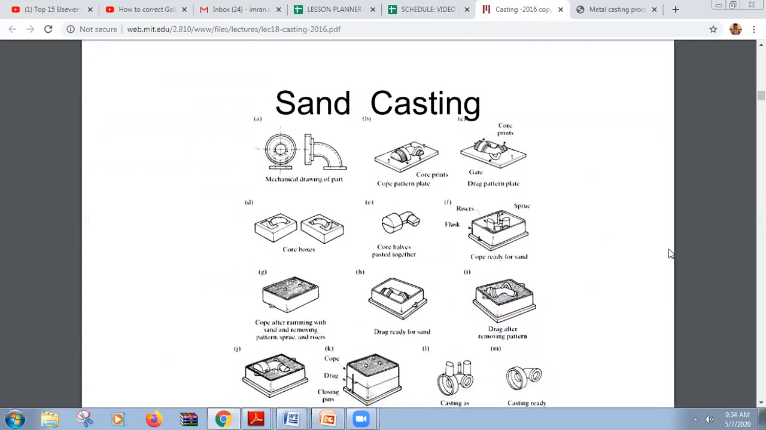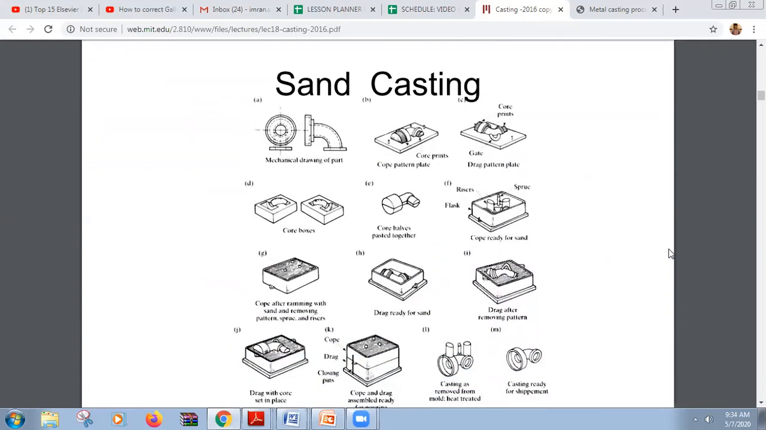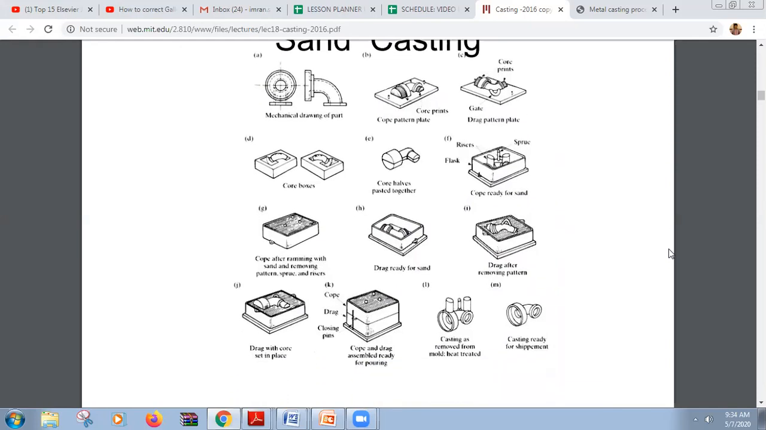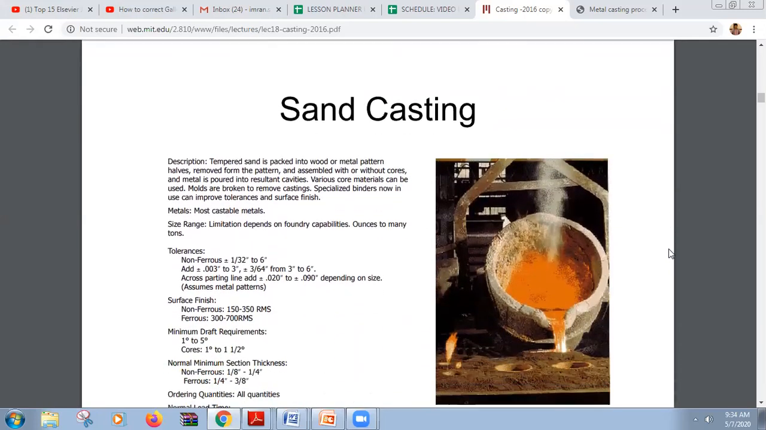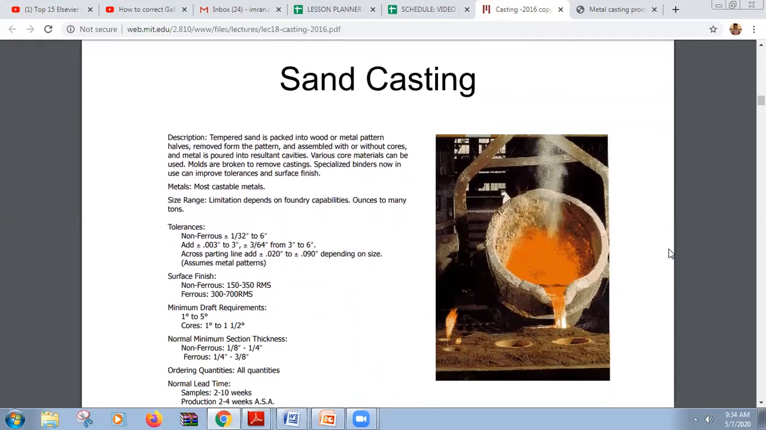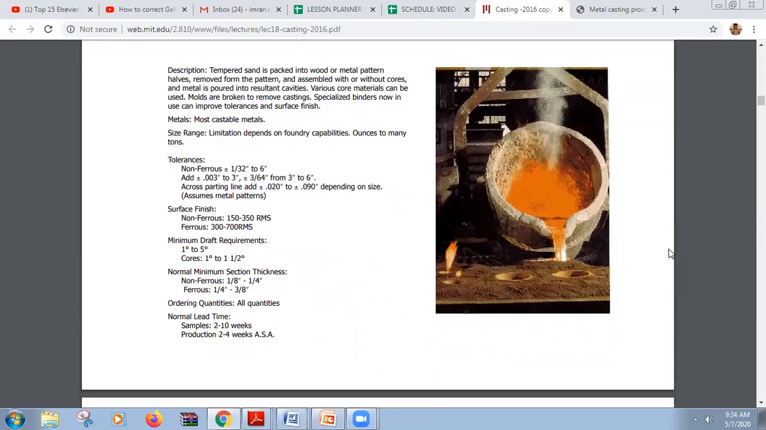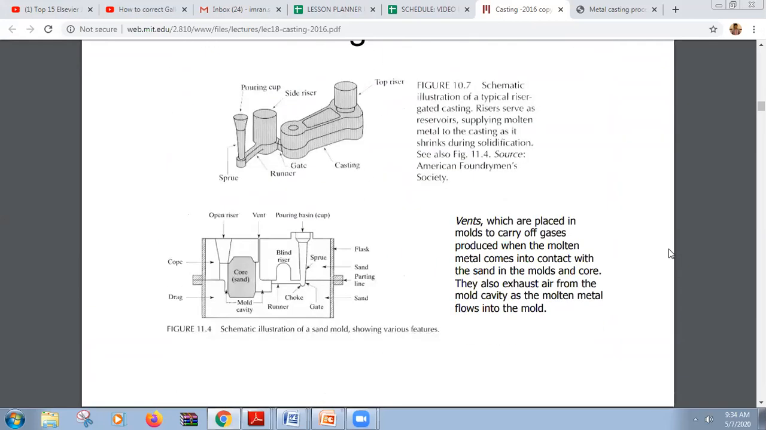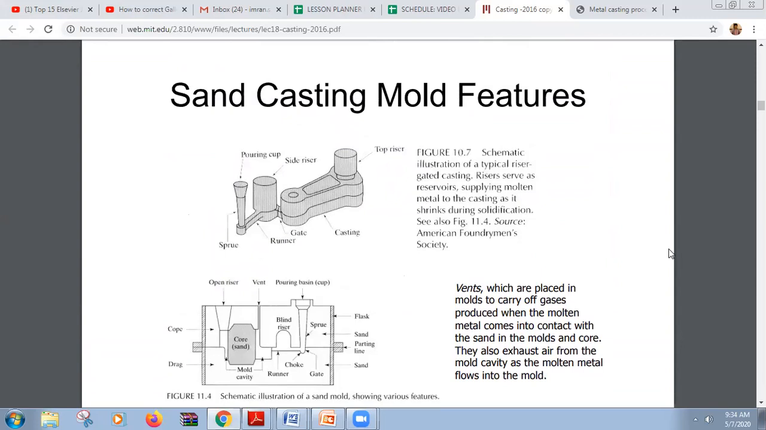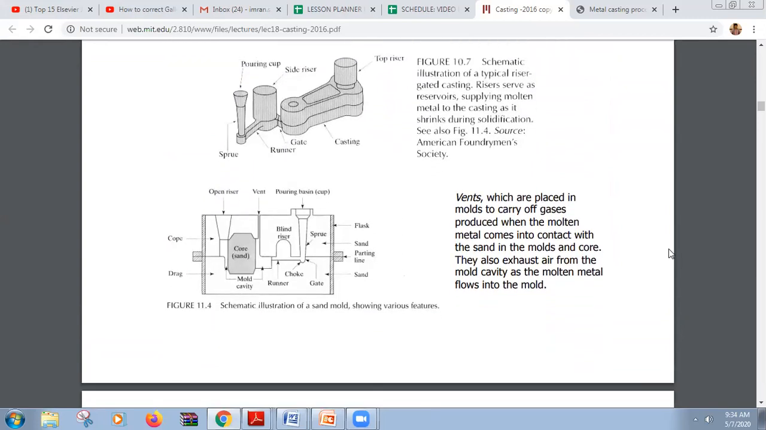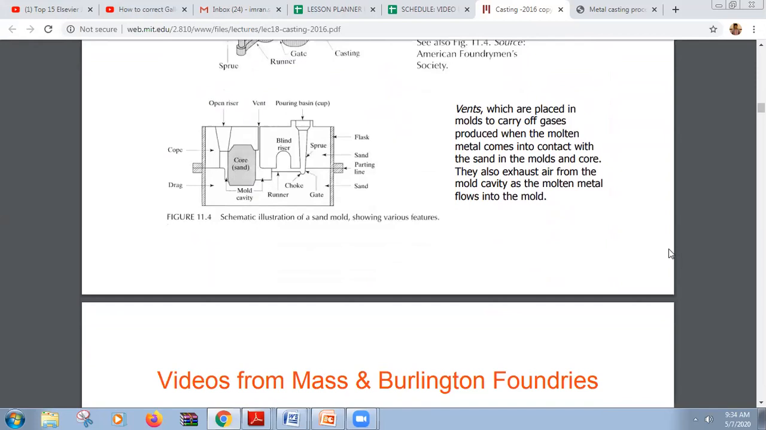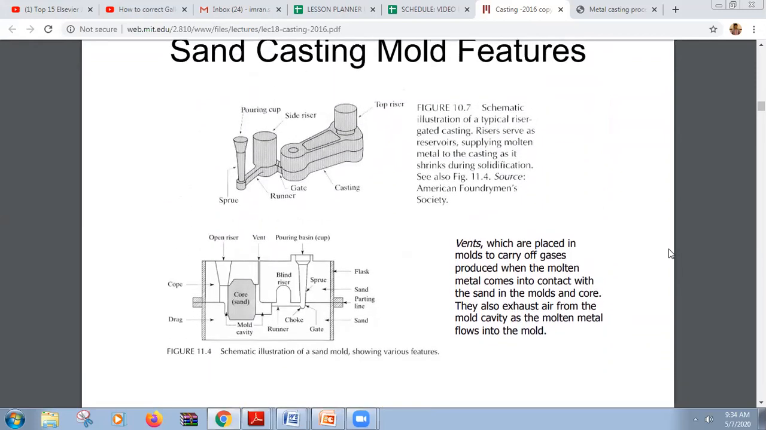So these are the parts that are produced by casting: sand casting, mechanical drawing of parts, core pattern, core prints, gates. These are the various devices that are basically used in the casting process. We'll know them one by one. In sand casting, you can see there is a mold and a ladle. The molten metal is being poured into the cavity. This is the sand casting mold features.